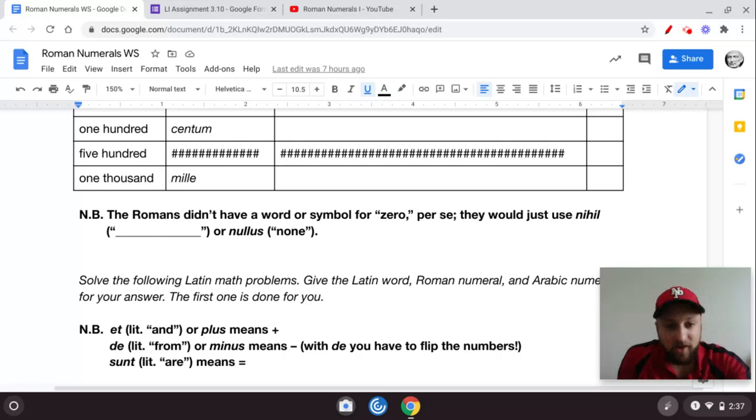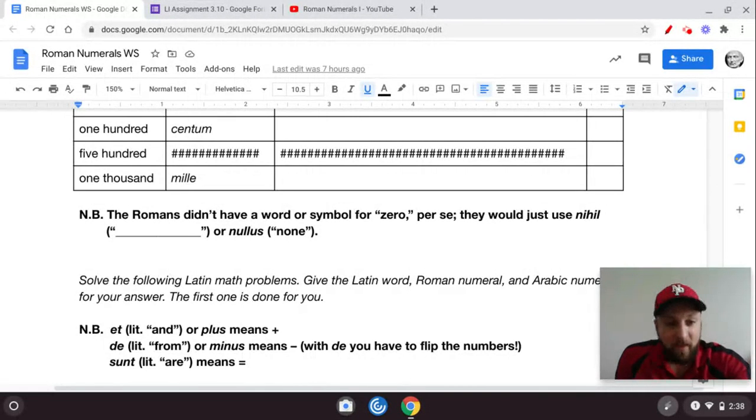And so the Latin words et, which simply means and, as I would hope we know at this point, or plus, which means more, is simply a symbol for plus. De, which literally means from, we'll see that eventually, or minus, which means less, is minus. And with de, as I say here, you have to flip the numbers. So, for example, if you see something like tres de septem, it's not 3 minus 7. Again, you can't have negative sheep. You can't have negative soldiers, but you're flipping it. So it's saying 3 from 7, or 7 minus 3.